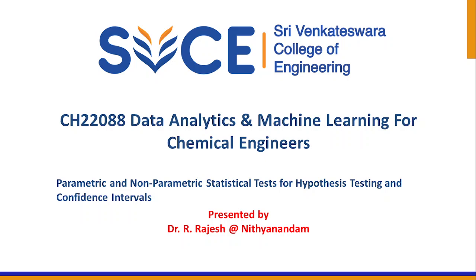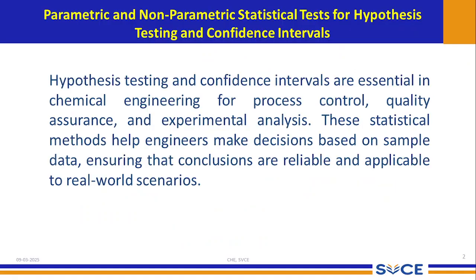Very good evening, students. Today we are going to see the subtopic of Unit 2, parametric and non-parametric statistical tests for hypothesis testing and confidence intervals. Hypothesis testing and confidence intervals are essential in chemical engineering for process control, quality assurance, and experimental analysis.